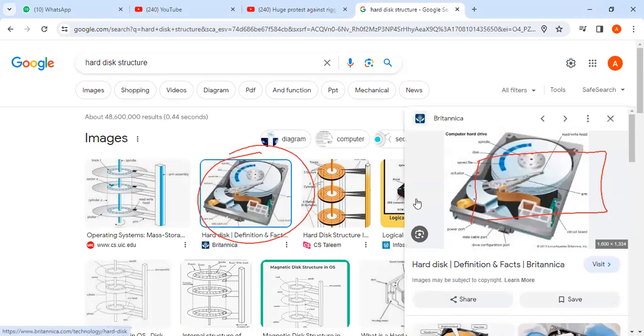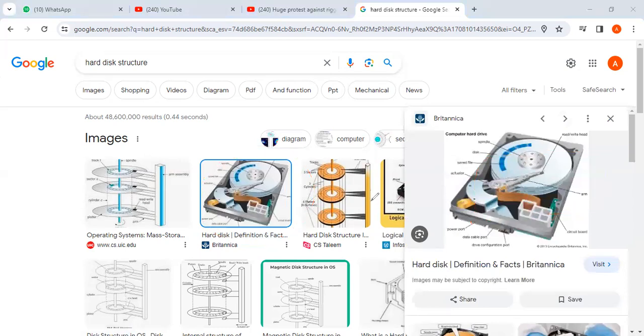See here, these are platters. These are round. This is called a hard disk. This is the internal structure and it is part of magnetic storage. Here you can see magnetic storage.